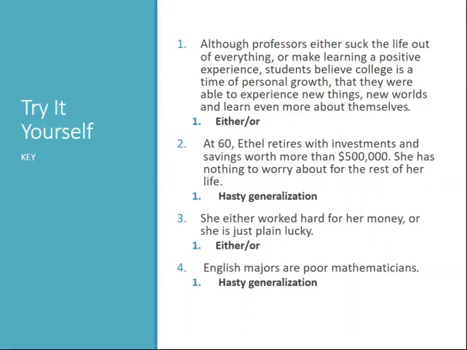At 60, Ethel retires with investments and savings worth more than $500,000. She has nothing to worry about for the rest of her life. There's a lot of things that could go wrong that could add up to that. Hasty generalization. Number 3, she either worked hard for her money or she's just plain lucky. Again, there could be some in between. Number 4, English majors are poor mathematicians. Not all English majors are, maybe not even most of them. So be aware and cautious of these kinds of mistakes in logic.